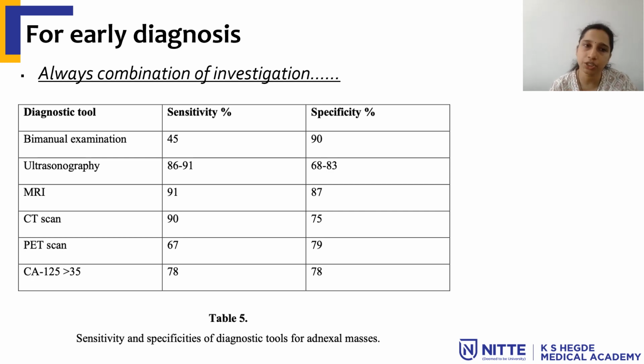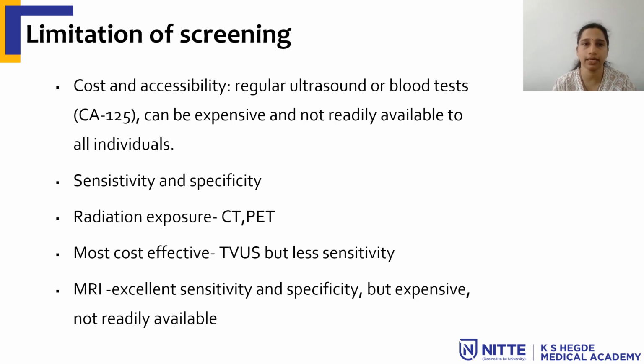So the set of investigations we need to do is bimanual pelvic examination, ultrasonography, MRI, CT scan, PET scan, and also the tumor marker. Most important one is CA125. No single test has 100% specificity, but the most sensitive and specific test is MRI. But it is not affordable to undergo MRI investigation repeatedly as a screening procedure, and also availability is an issue. It is not available everywhere. So USG is the most cost effective screening technique.